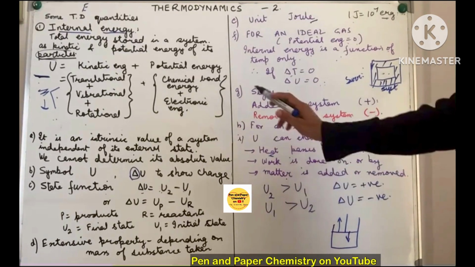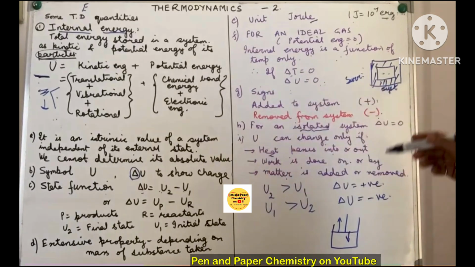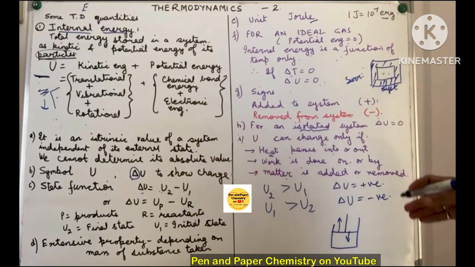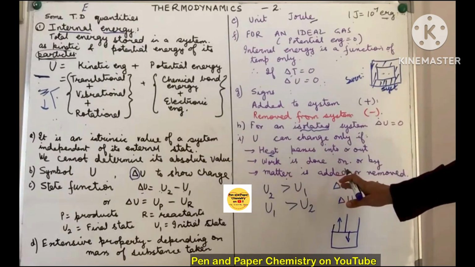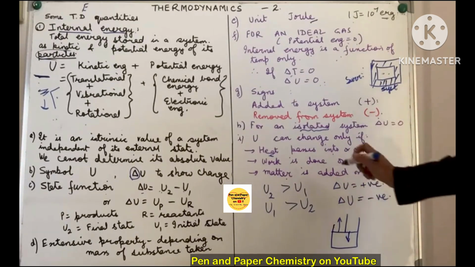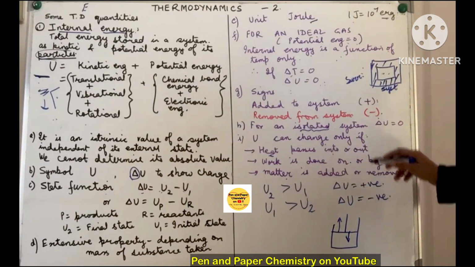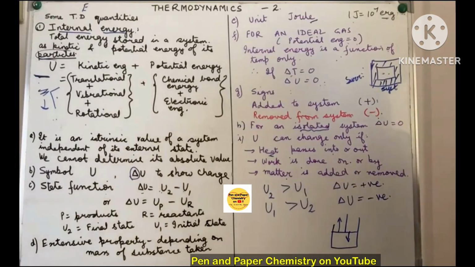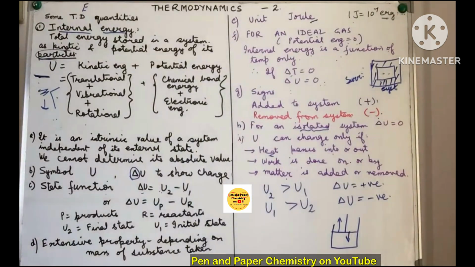Since we said that internal energy is an extensive property depending on the mass of the substance taken, internal energy of a system can also be changed by adding substance. That means by adding matter to the system. That means you add more sample, the internal energy will get changed.